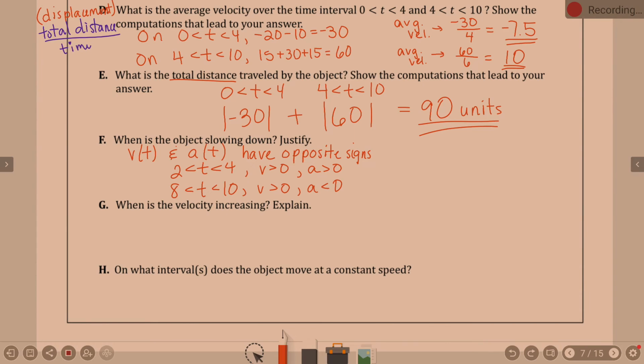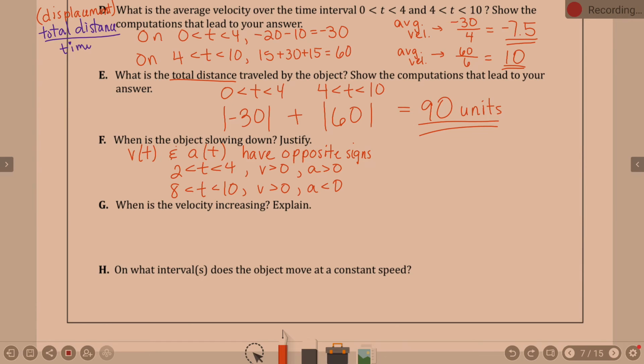G. When is velocity increasing? Okay, so 2 to 4, 4 to 6, or 2 to 6. Technically, velocity is increasing when acceleration is positive, right? And they both have positive acceleration. They technically have two different positive accelerations, don't they? So they are not increasing at the same rate. However, they're both increasing. So I think you could say it either way. You could say 2 to 4 and 4 to 6, or you could just say 2 to 6.